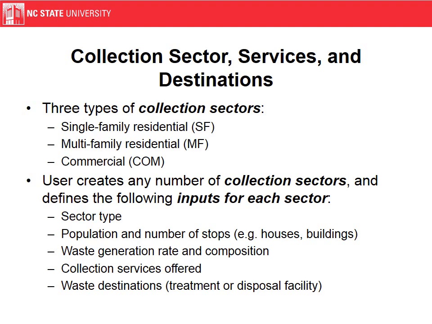The model is broken up into three types of collection sectors, which include single-family residential, multifamily residential, and commercial. For each sector that the user wants to analyze, they'll define inputs including what the type is, the population of the area, and how many stops there are, such as the number of houses or buildings for a commercial sector, what is the waste generation and composition for each one, the types of collection services, such as residual and recyclables collection, and where those waste streams collected are going to be taken to, such as a treatment or disposal facility.